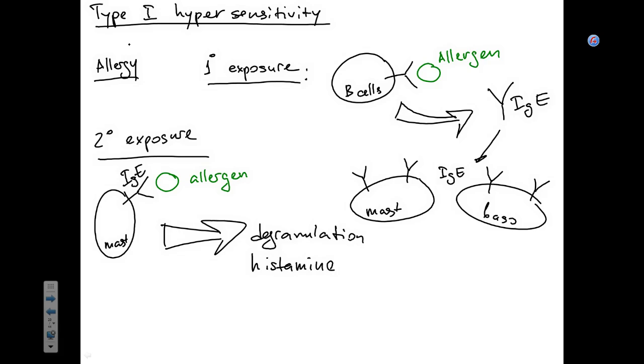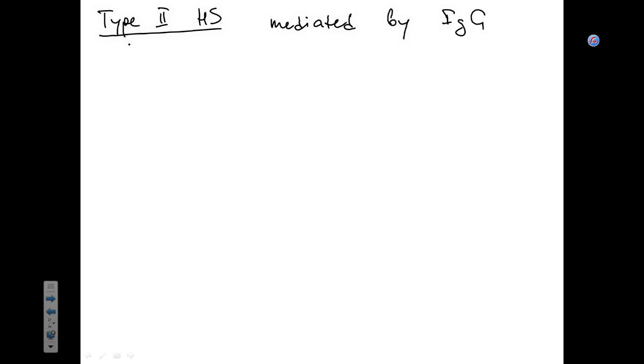So we talked about hypersensitivity type 1, which is allergy, mediated by immunoglobulin E. Hypersensitivity type 2 is mediated by immunoglobulin G. Okay? The example of type 2 hypersensitivity is the transfusion reaction, and we're going to quickly go over it and go over the blood types.